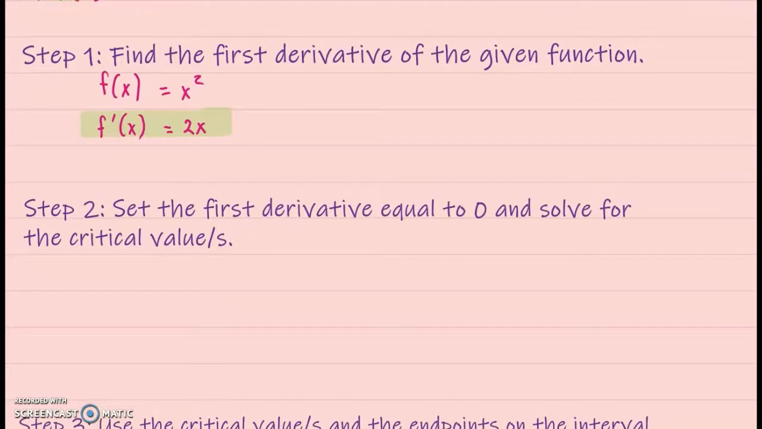Step 2. Set the first derivative equal to 0 and solve for the critical value. So in step 1, we came up with f prime of x equals 2x. So for step 2, we have to set our first derivative to 0. So that would be 2x equals 0. Solve for x, divide both sides by 2. Okay, x is equal to 0. So that is your value of x. Now, that x equals 0 is your critical value.